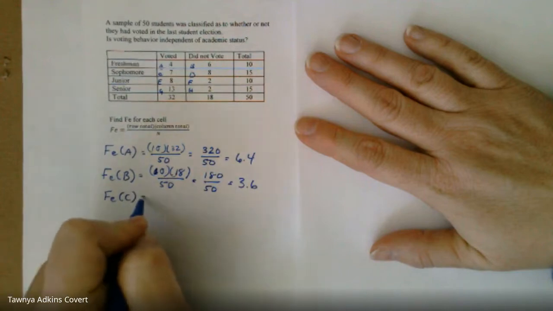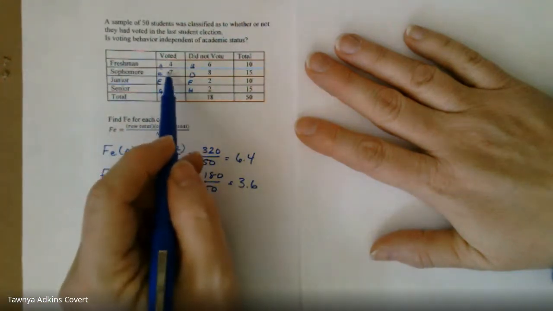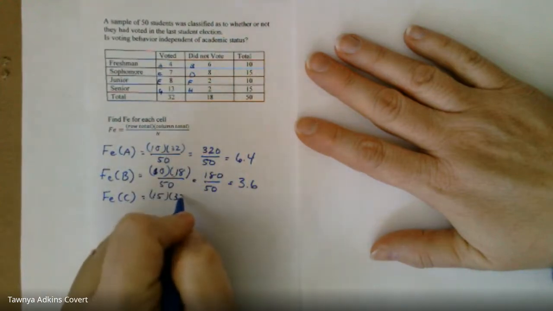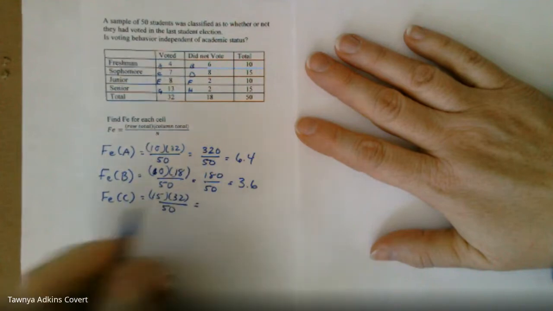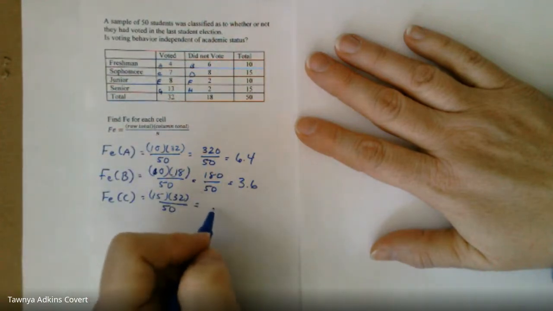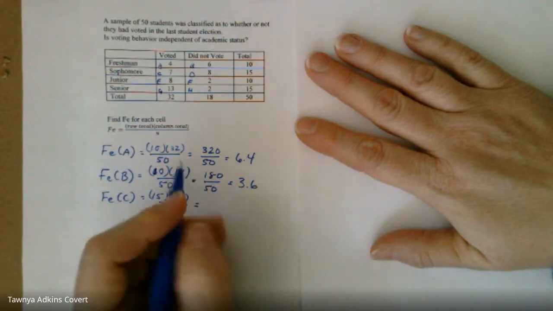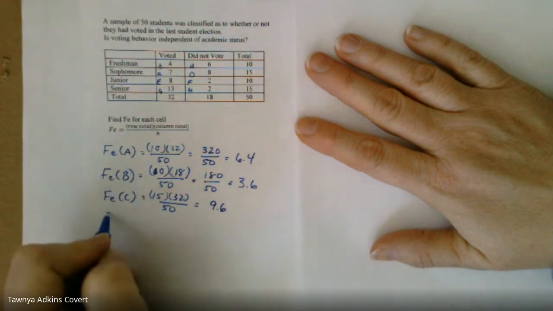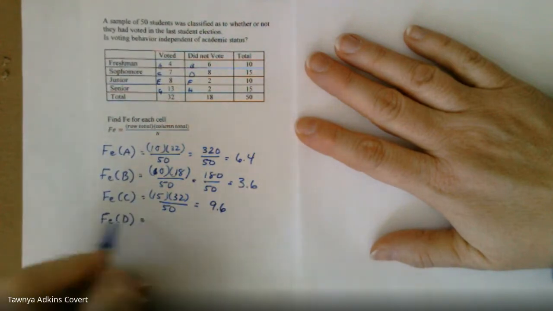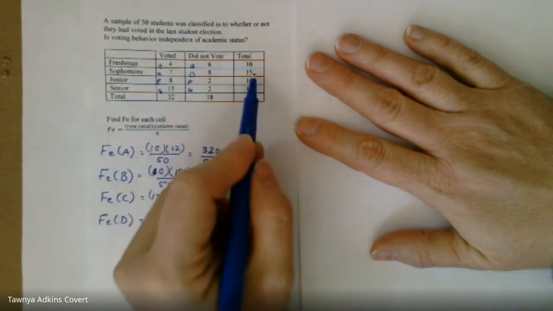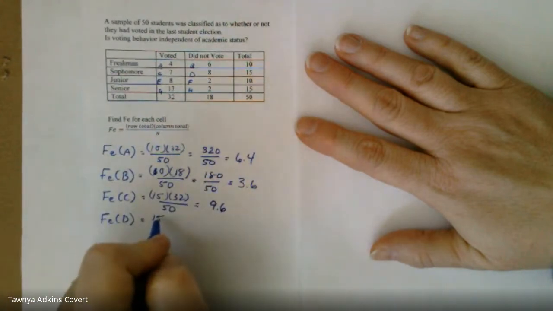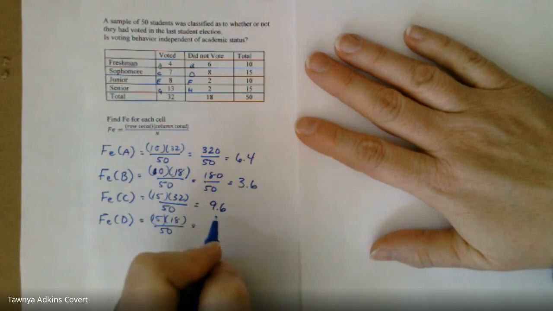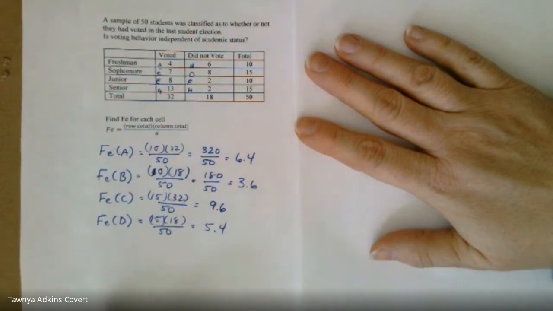FE for C, and we're going to continue this process. C is this cell right here. 15 is the row total, 32 is the column total, so 15 multiplied by 32 divided by 50, and I don't know that one off the top of my head. Some of the others were easy, right, when multiplying it by 10, but that is 9.6. For D, here's our cell D, our row total is 15, our column total is 18. And we multiply and divide by 50, and that is 5.4.